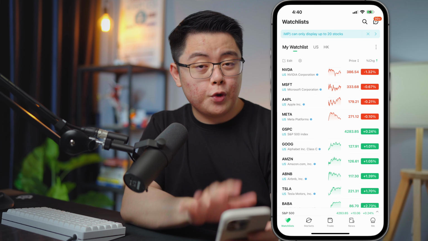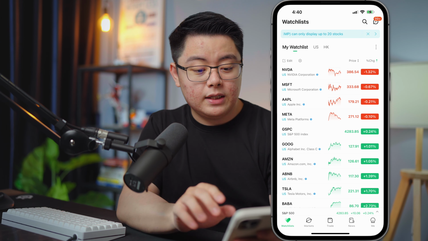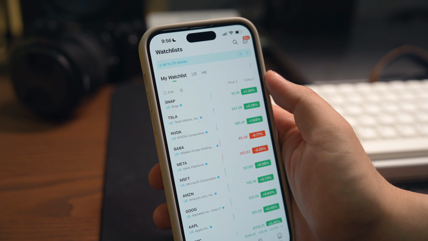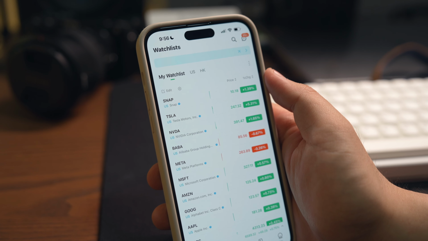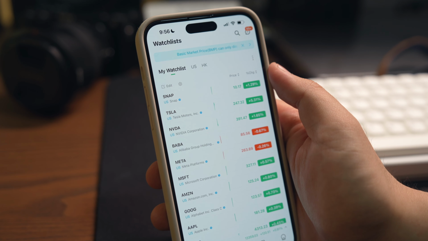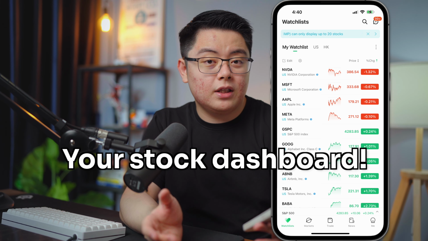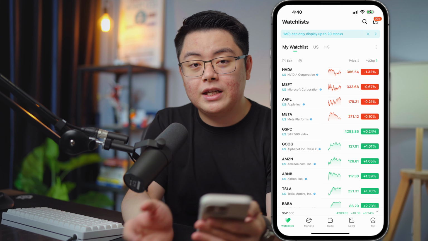The first thing you will be greeted with when you first log into your already verified and approved account is the watch list tab that has all these red and green graphs and numbers and whatnot. Don't panic, it's actually much simpler than you think. This watch list tab is essentially like a dashboard for you to track and monitor the stocks or ETFs that are currently in the stock market.